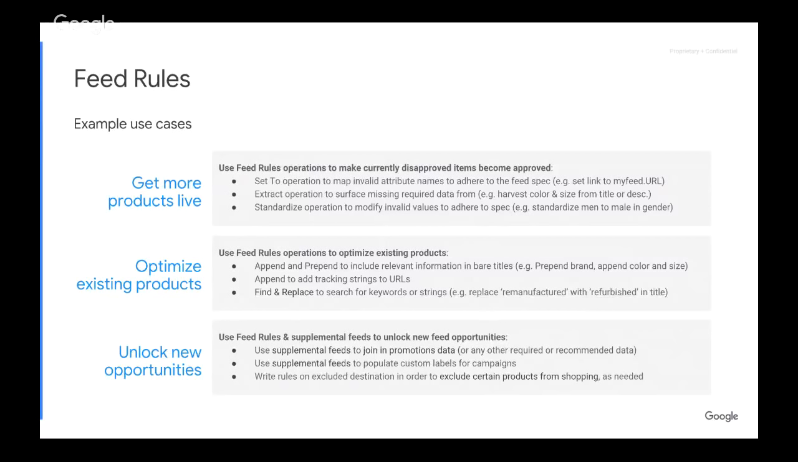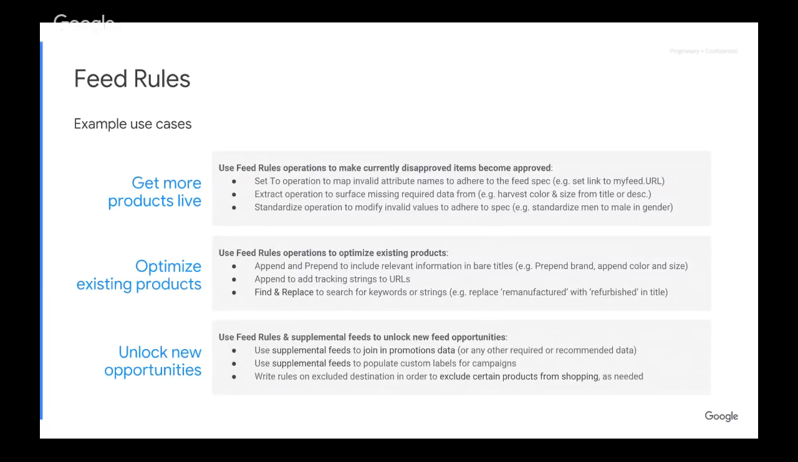You can use an operation called extract to surface missing required data. So for example, if you have color values for apparel missing in the attribute for color, you can ask Google Merchant Center to look at titles or descriptions and look for color values there. And if they're found in the title, Merchant Center will write those color values into the color attribute by using these extract operations.